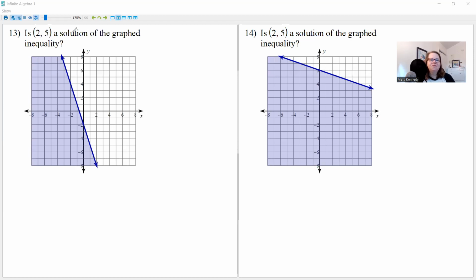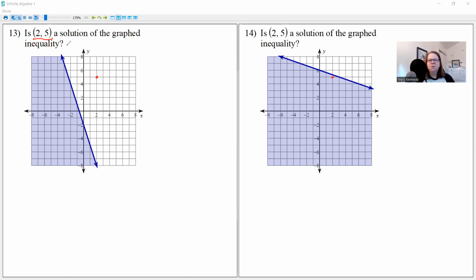So is (2, 5) a solution of the graphed inequality? That's the same question for both, but we have different graphs. You can see that they look different, right? So (2, 5). Let's find that on the coordinate plane. Right 2, up 5, there's (2, 5), and right 2, up 5, there's (2, 5).